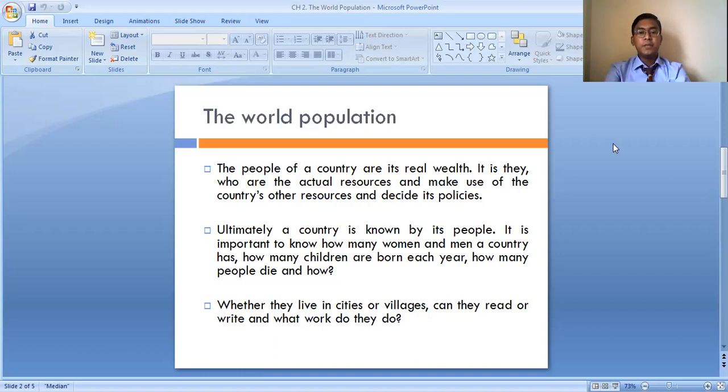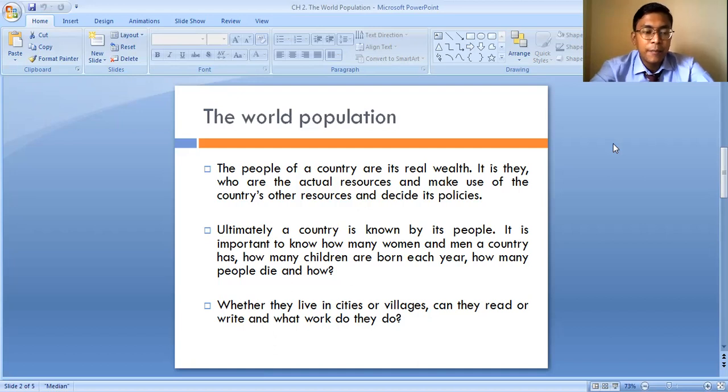The people of a country are its real wealth, and it is they who are the actual resources and make use of the country's other resources and decide its policies. The people of a country are actually the real resources, because it is the people who make use of the other resources available in the country, and they decide its policies.